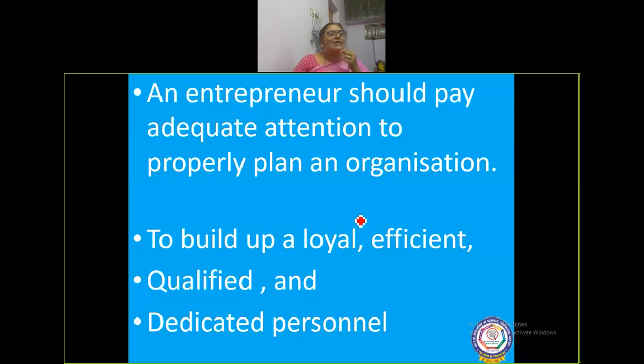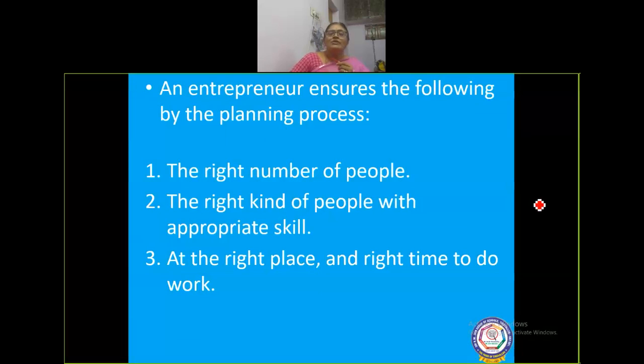Manpower planning is done keeping in mind the goals of the organization. It includes how and when new people are required, how they are going to be required, and how many are going to be appointed. These employees who are going to be recruited have to be very loyal, efficient, qualified, and dedicated. Then entrepreneurs should ensure the following while planning the process: the right number of people, the right kind of people with appropriate skills, at the right place and right time to do the work.